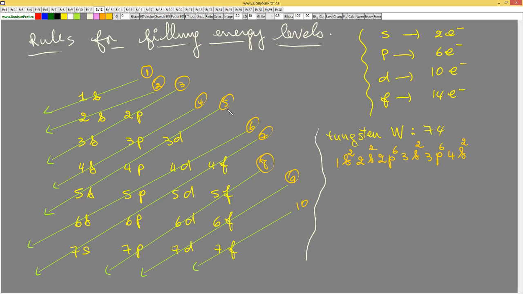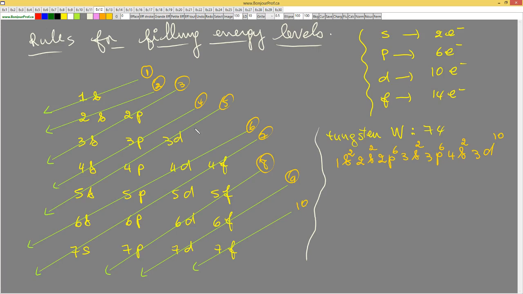And the fifth starts with 3d. 3d, how many can d hold? 10. So I'm going to put 10 here. So I'm going to count to see how many I caught. I have 2, 4, 10, 12, 18, 20, 30. I did 30. So I did 3d.